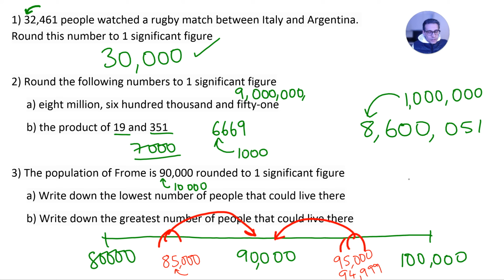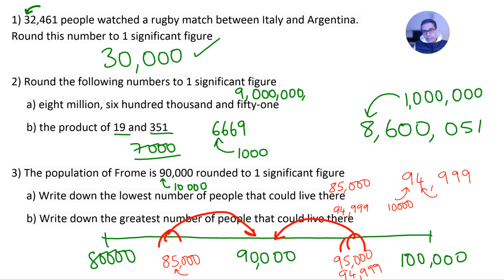999. So let's just have a check here. 94,999. So the first significant figure is 9, which is in the 10,000s column. And the decider is telling you not to round up. So the nearest 10,000 is going to be 90,000. Those 9s at the end don't make a difference here. So the answer here will be 85,000 and 94,999.